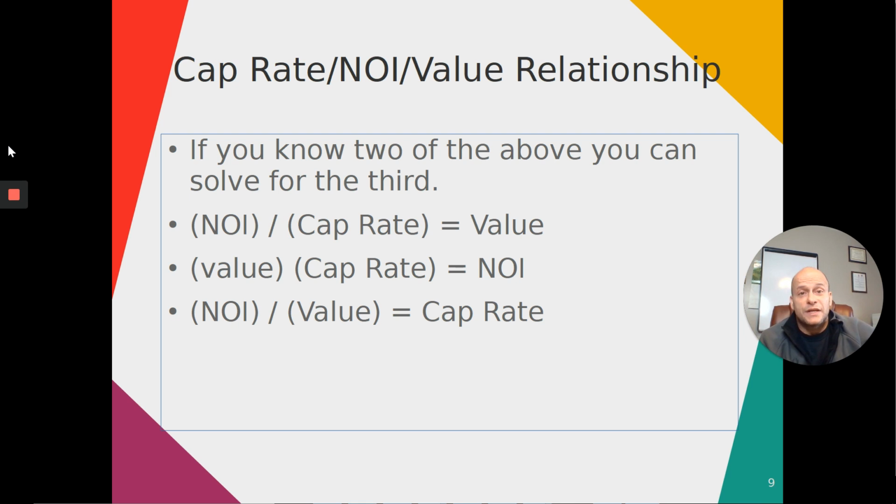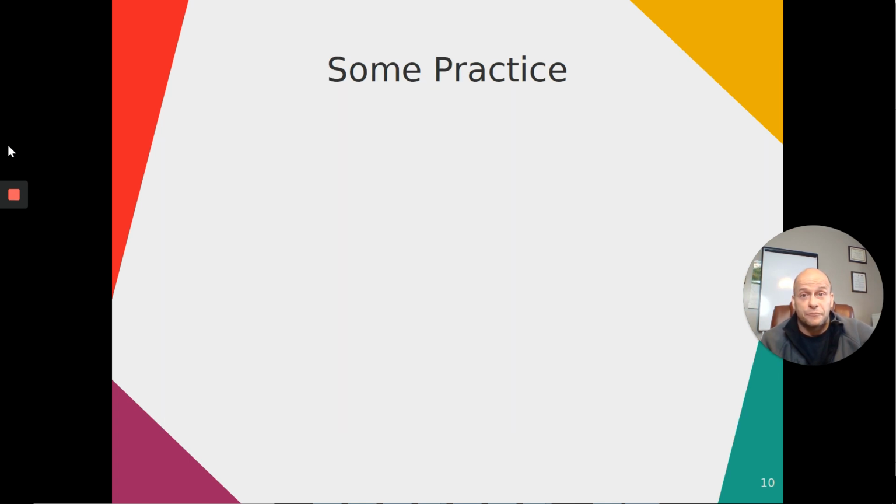The relationship between cap rate, NOI, and value. If you know two of the above, you can solve for the third. So NOI divided by cap rate equals value. Value multiplied by cap rate equals NOI. And NOI divided by value equals cap rate.